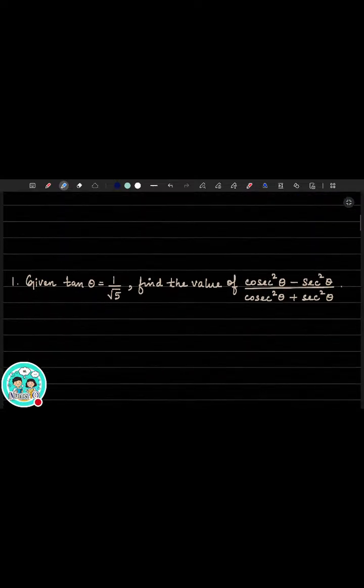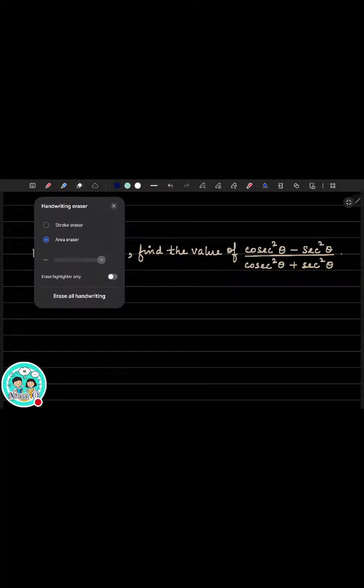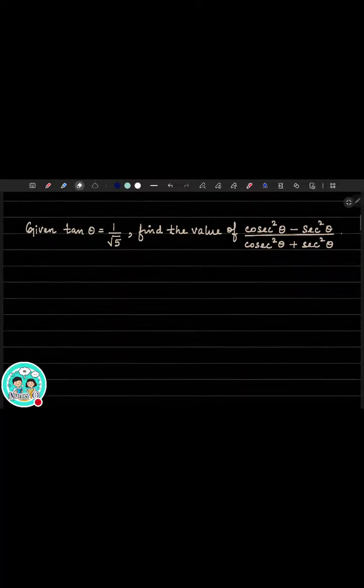So the next question is this. You are given tan theta is equal to 1 by root 5. You have to find the value of cosecant square theta minus secant square theta, whole divided by cosecant square theta plus secant square theta.